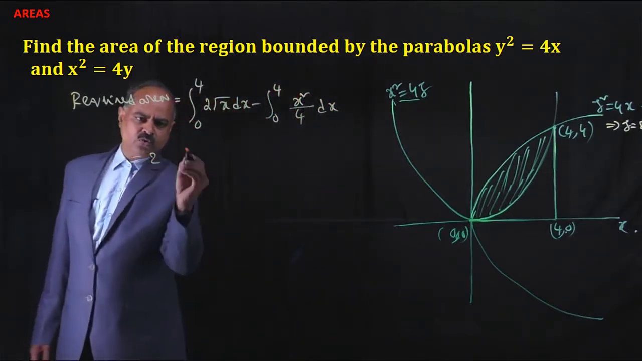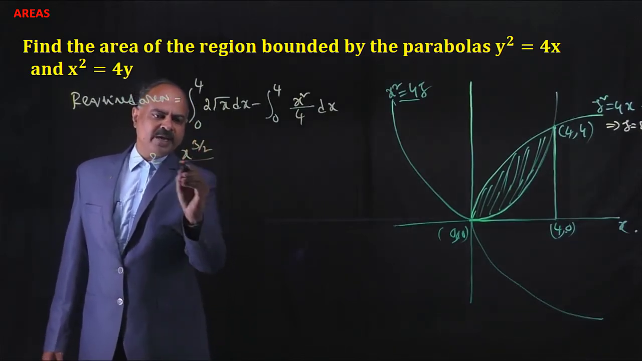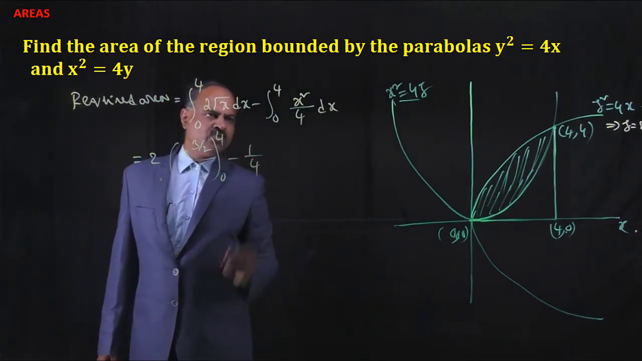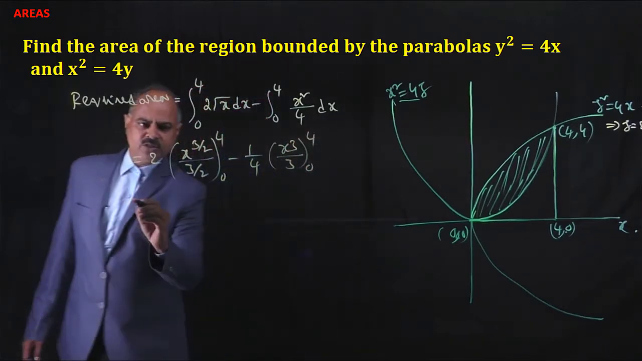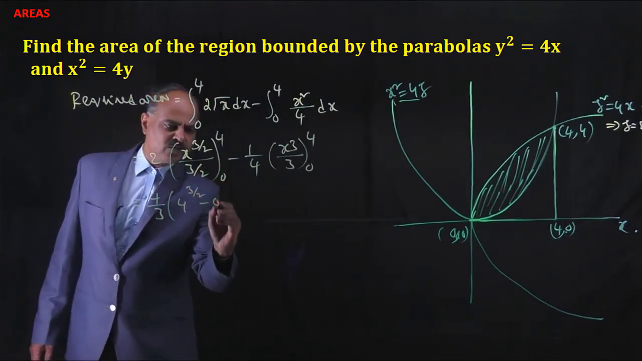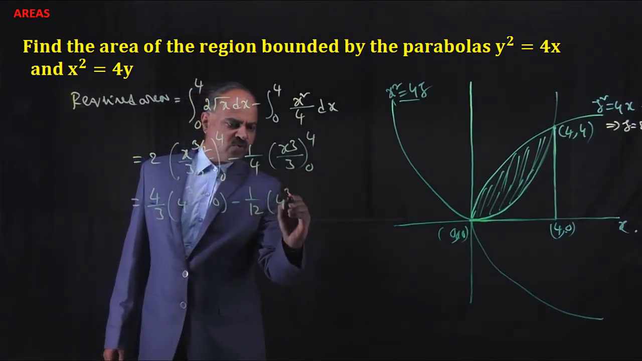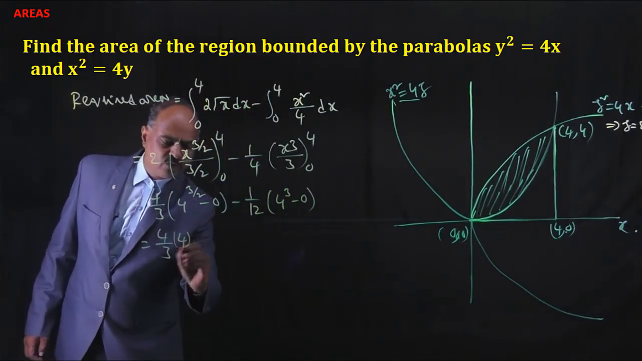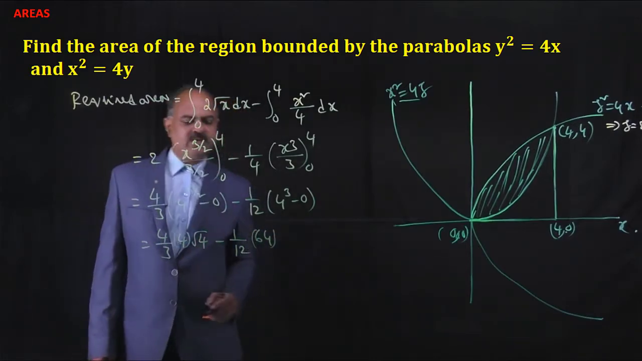Now this equals 2 into, we know that the integral of √x dx equals x^(3/2) divided by 3/2, limits 0 to 4, minus 1/4 into the integral of x² dx, which equals x³/3, limits 0 to 4. Now this equals 4/3 into 4^(3/2) minus 0, minus 1/12 into 4³ minus 0. That is 4/3 into 4 into √4, minus 1/12 into 64.